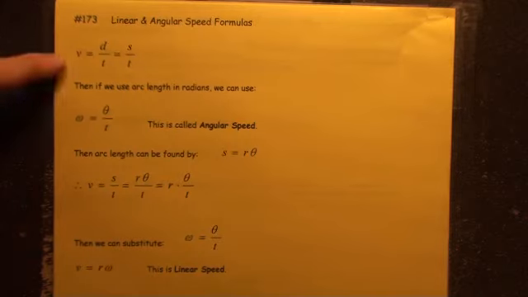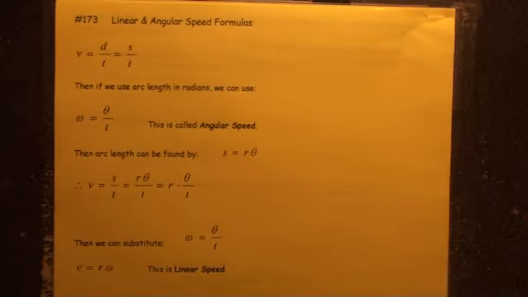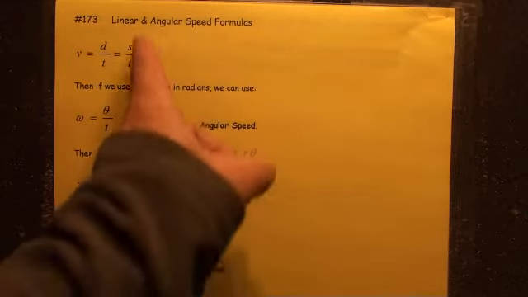Video number 173, linear and angular speed formulas. The first formula is something we're familiar with. Velocity equals distance over time. Just think about miles per hour. Miles divided by hours, distance divided by time. Okay. This is speed over time.